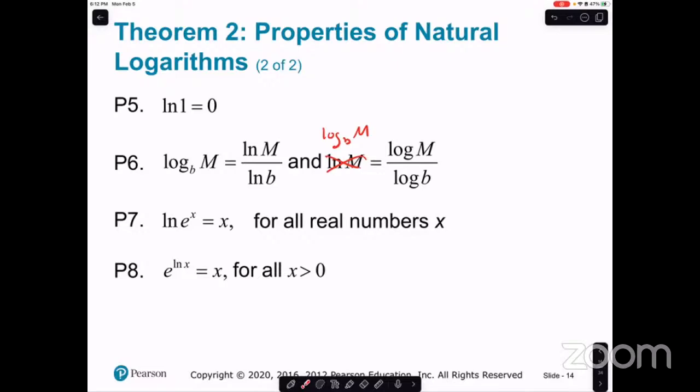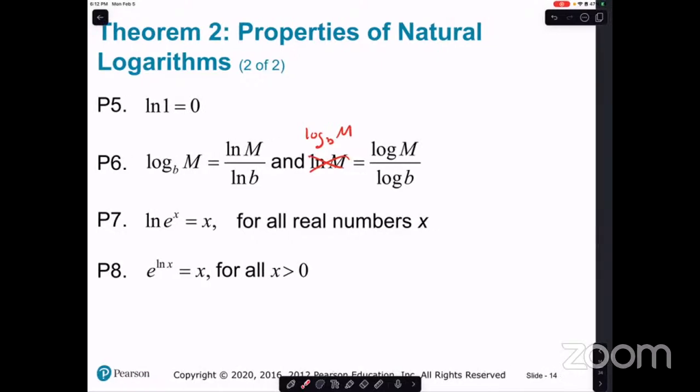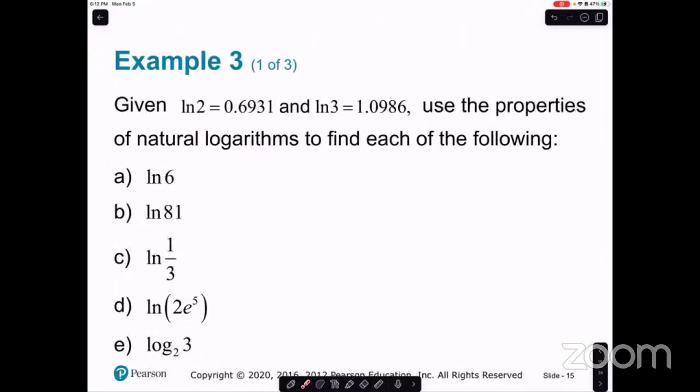Okay, let's see if we can see this in action. Let me see the time. We still got like 2 minutes. Given that the natural log of 2 is this and the natural log of 3 is this, use the properties of logs to find each of the following.